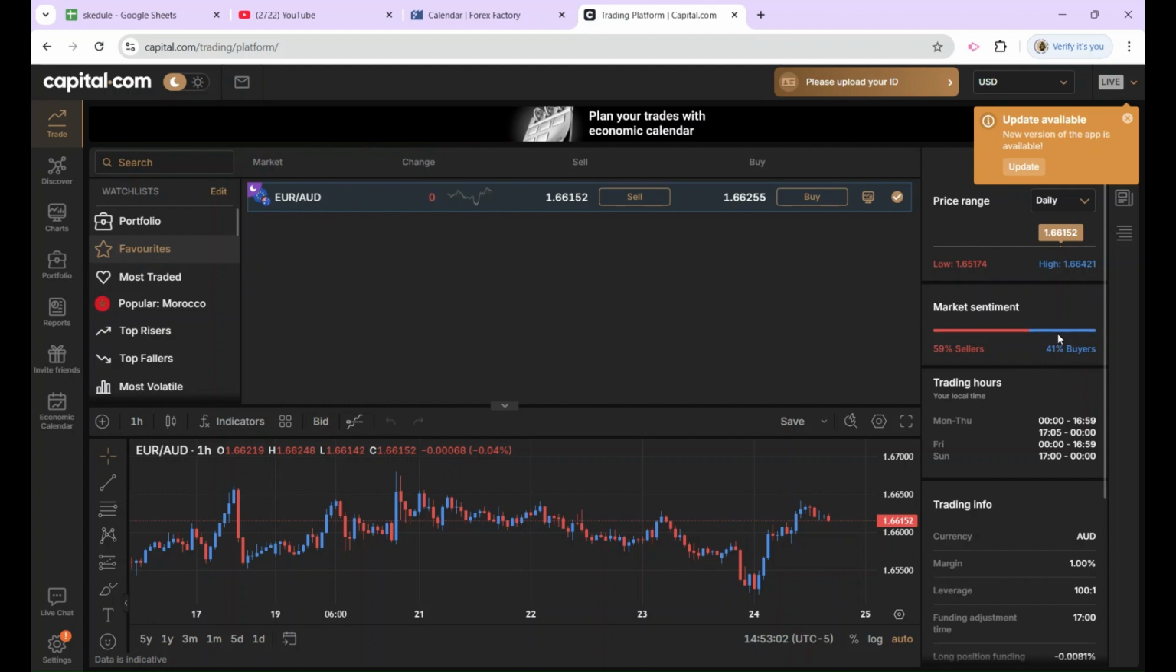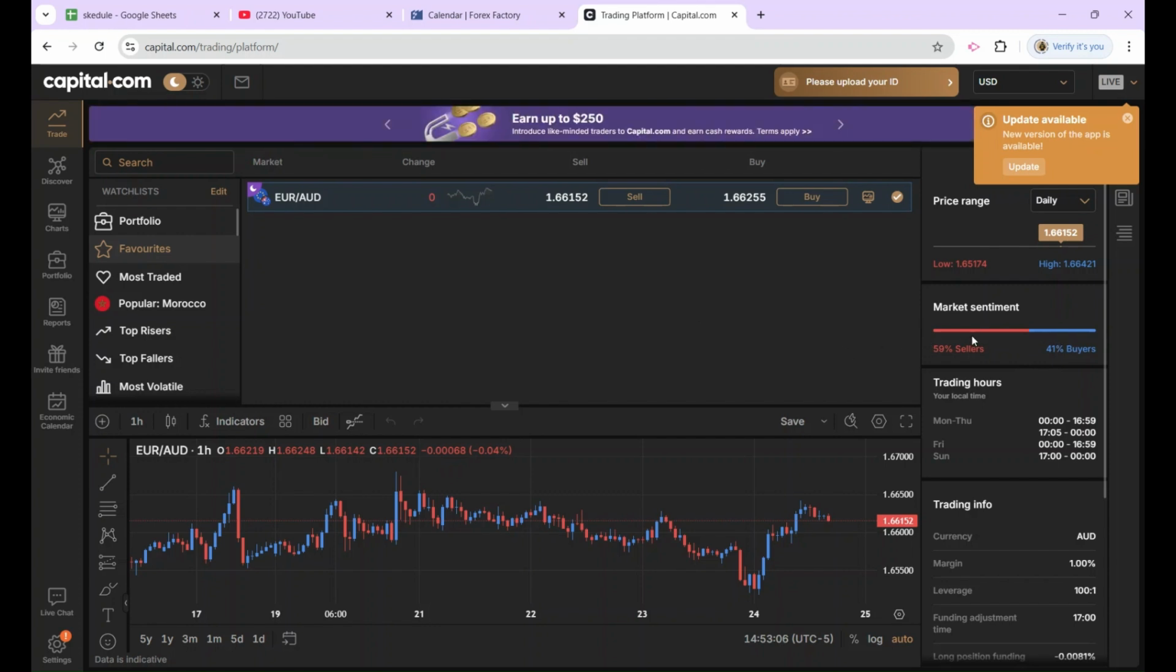But judging off of this, it's confirming the buy structure that I'm seeing. So yeah, that's all I'm trying to say on that. You know what I'm saying?